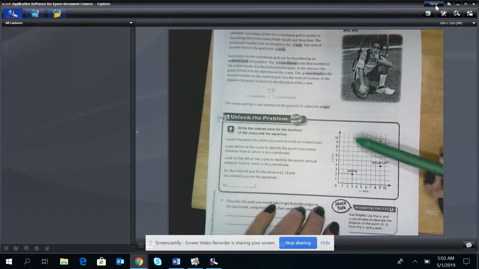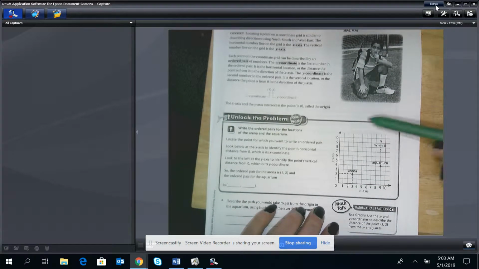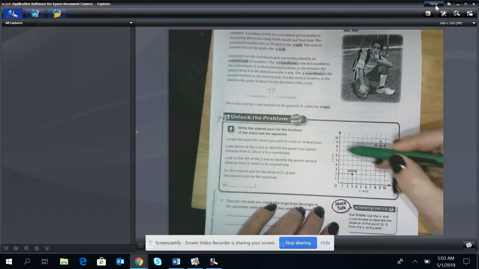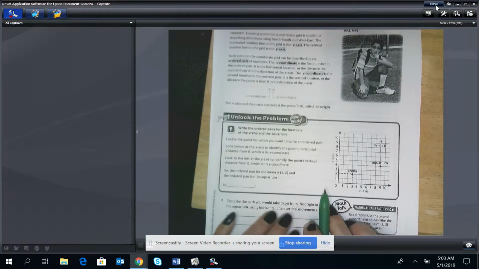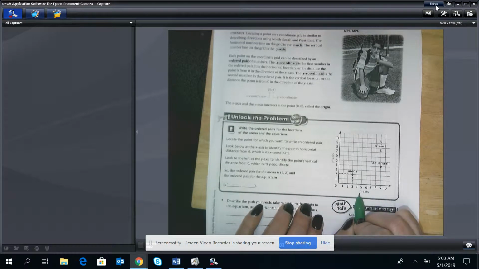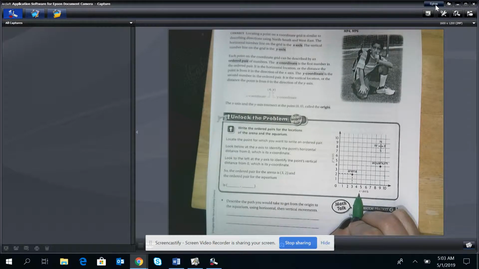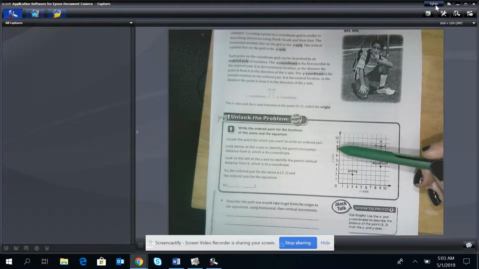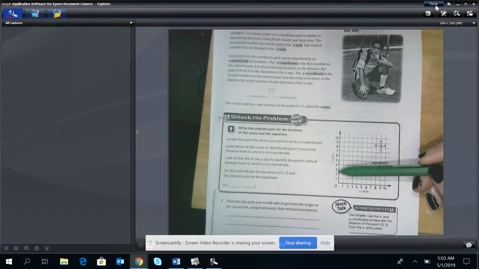So here is your grid. This is a coordinate grid. The horizontals are like the horizon, and they go from west to east, this way. This is your x-axis. The vertical line, vertical is up and down. When you're vertical, you're standing up, is your y-axis.